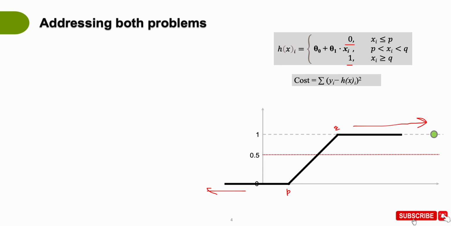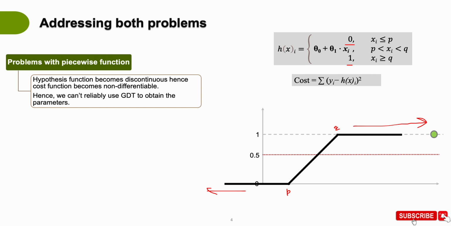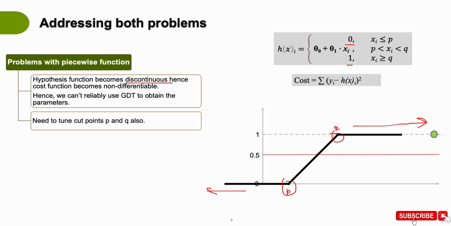But still, there are many issues with this approach. The first issue is that our hypothesis function becomes discontinuous at these points. Hence, the cost function becomes non-differentiable, and that creates a problem in the computation. So essentially, we cannot reliably use the gradient descent method to obtain the parameters. But that is the computational issue. The second issue is that we also need to tune these parameters p and q, right? We need to tune them based on the data points.